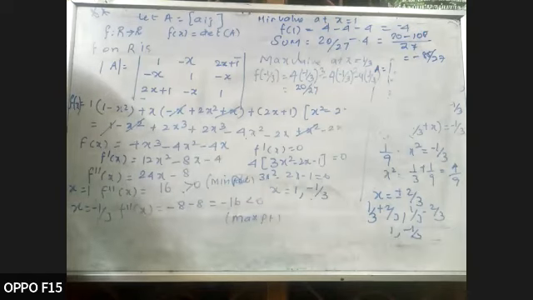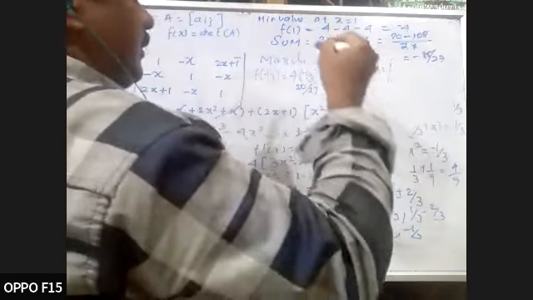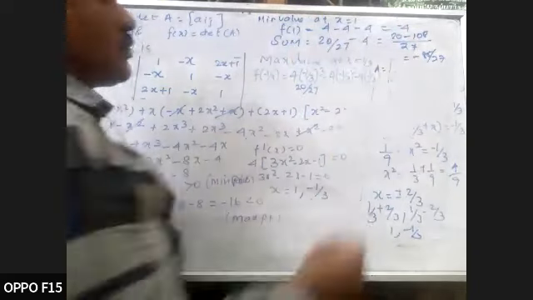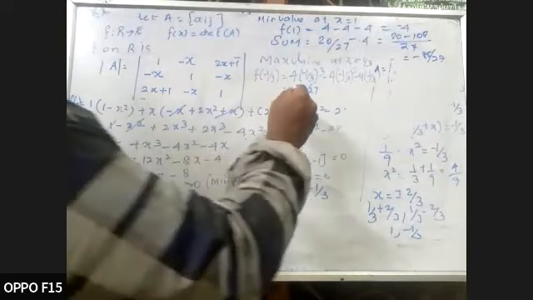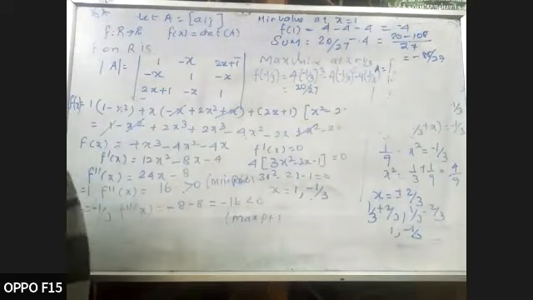So easily we can find the maximum value and minimum value. The minimum value at x equals 1 is minus 4. The maximum value at x equals minus 1 by 3 is 20 by 27. Let us do the sum. You'll get the answer minus 88 by 27. Take it down.